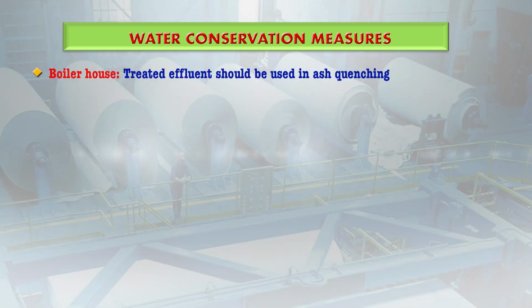The boiler house, now from this also the treated effluent should be used in the ash quenching. Then membrane-based processes for the water softening can be installed in place of the conventional chemical processes.